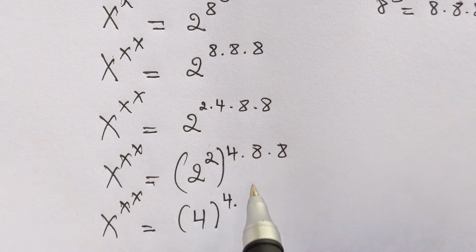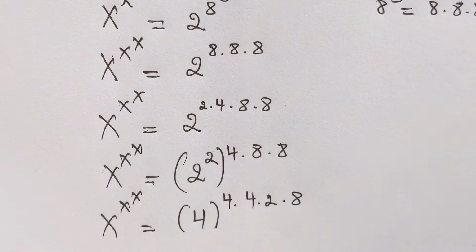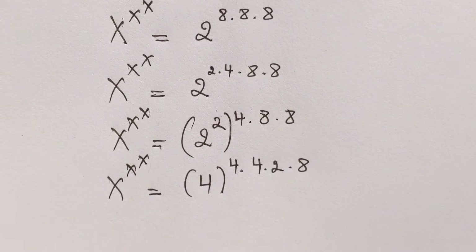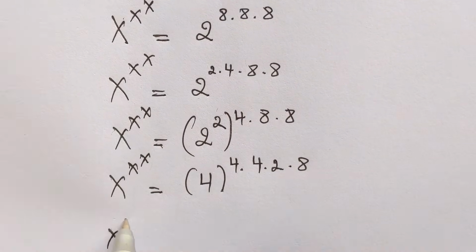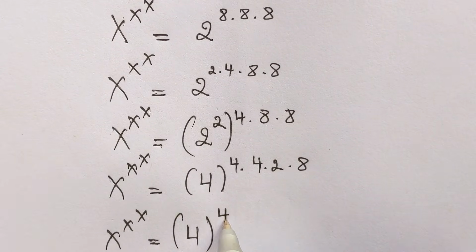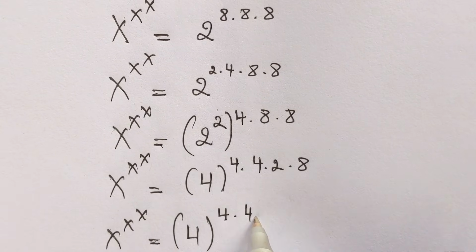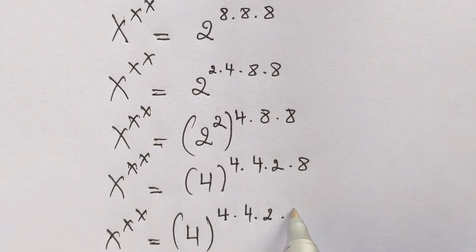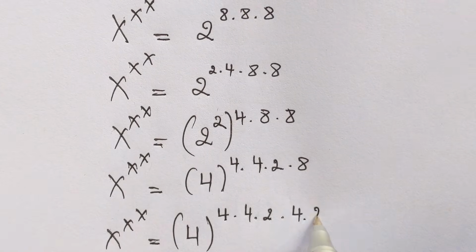This one can be written as 4 times 2 times 8. Right? Then x power x will be 4 power 4 times 4 power here 2 times. This one can be written as 4 times 2.